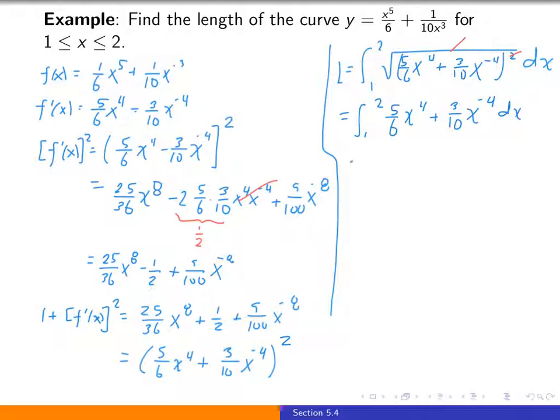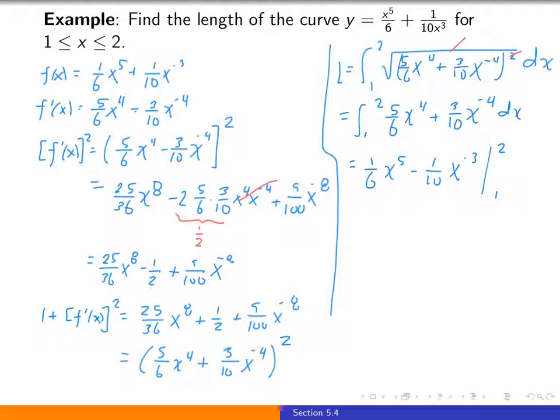So now we go through and anti-differentiate term by term. So we have 5/6 times 1/5, so 1/6 x to the 5th. Then we'll have 3/10 times, if we think about x to the minus 4, minus 4 plus 1 is minus 3. So we have to divide by minus 3, so this becomes minus 1 over 10 x to the minus 3.